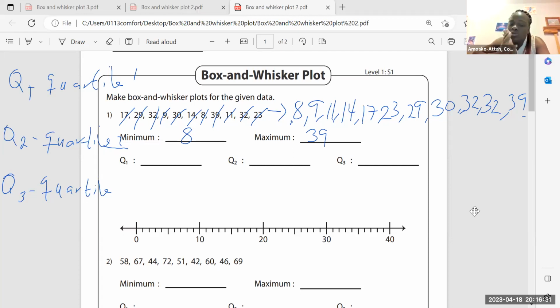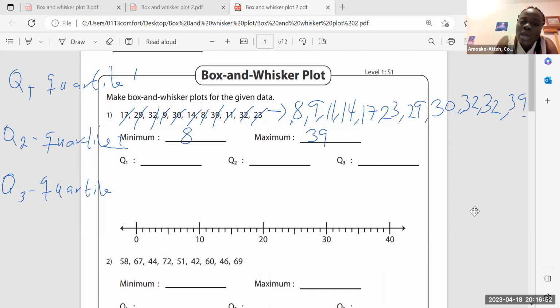Because to be able to make a box and whisker plot, you should know about the variations. We've learned about all these, the variations, which is the interquartile, the quartile, the range and other things. Now, how do you find out Q1?